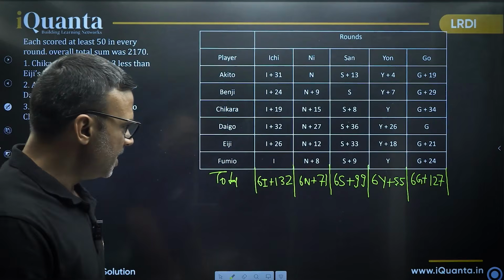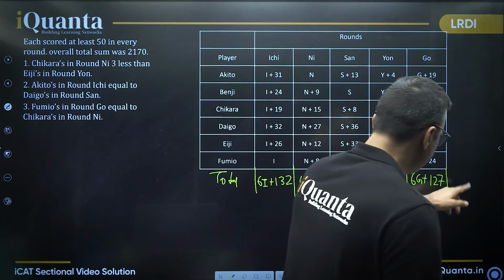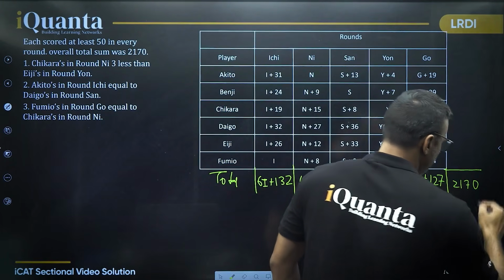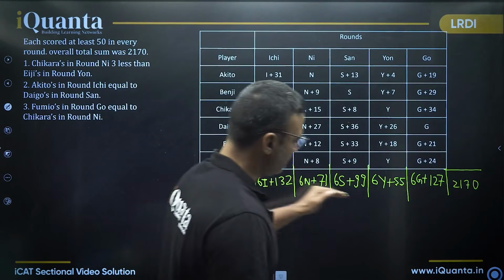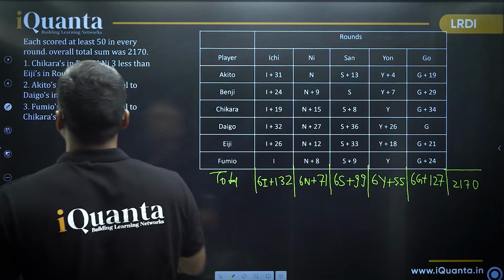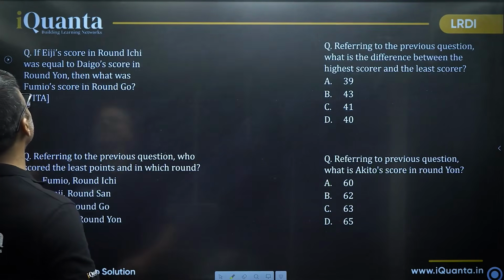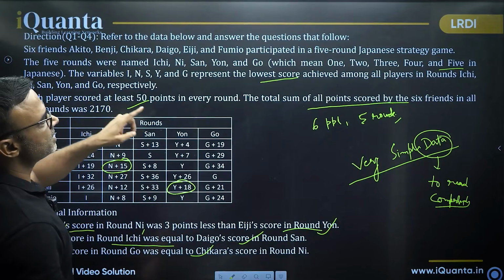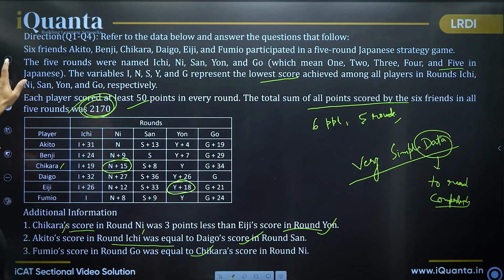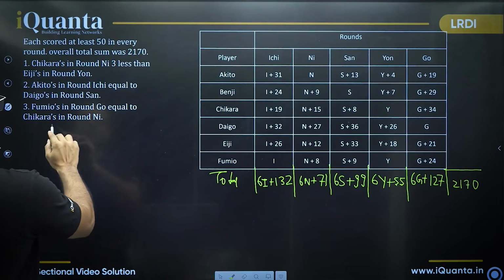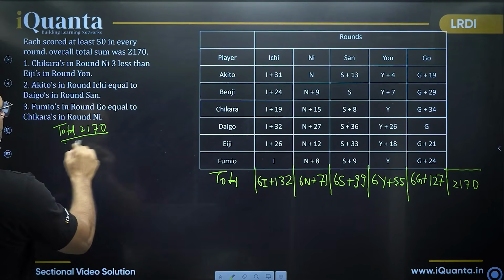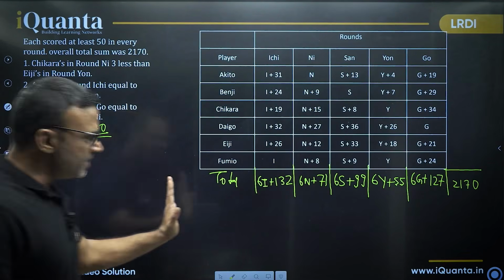Right? Now if I add all of them, I should get a total of 2170. Look at this very carefully. If I add all of these numbers, I should get 2170 because that is what is given. Where is it? Acha, I did not take it here. The total was given as 2170. This is the information. Fantastic. Total is 2170.